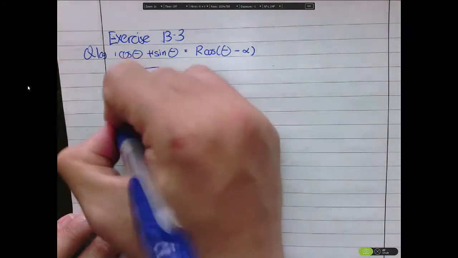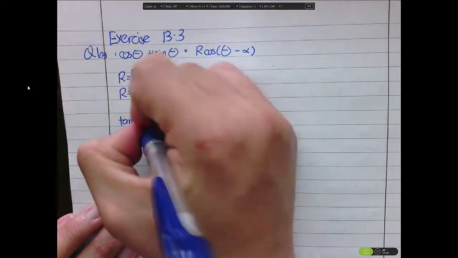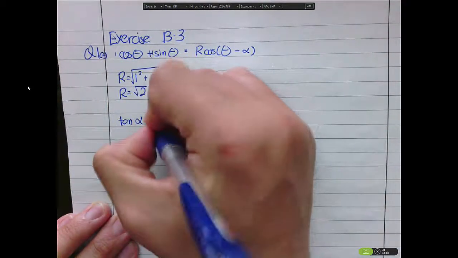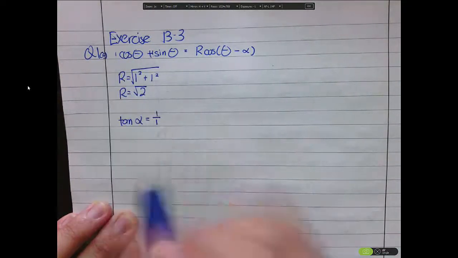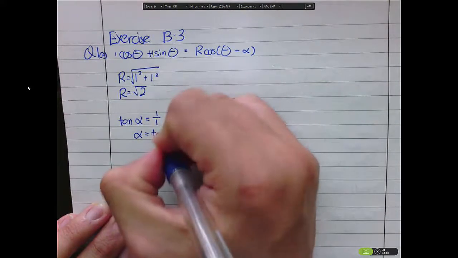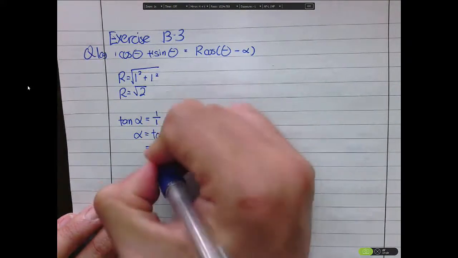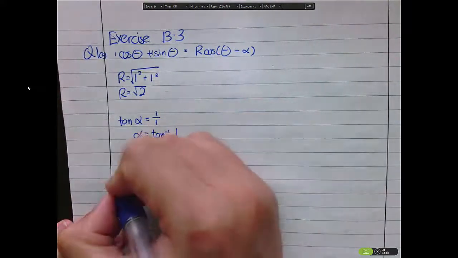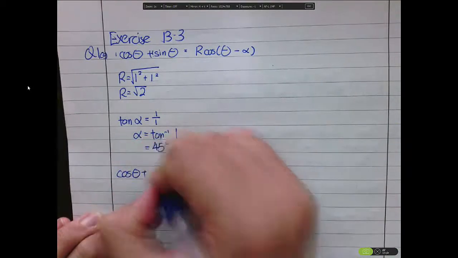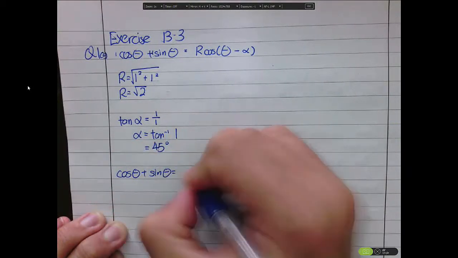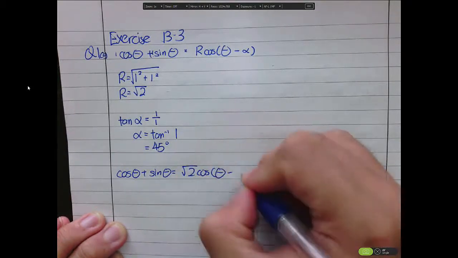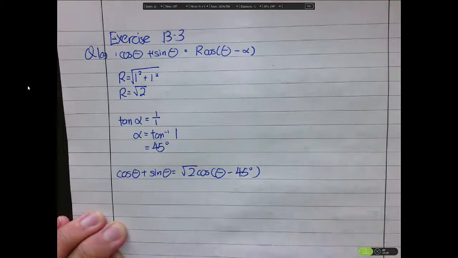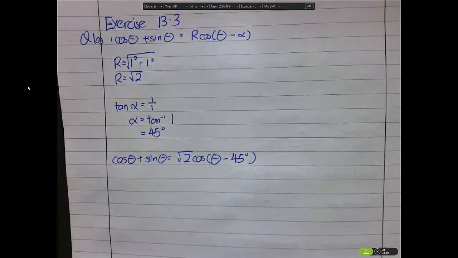So in this case, tangent alpha is equal to 1 over 1. This b over a is 1 over 1. Alpha is inverse tangent of 1. Alpha is 45 degrees. Therefore, cosine theta plus sine theta is equal to square root 2 cosine theta minus 45 degrees. And we are done with question 1a. Now we do question 2.